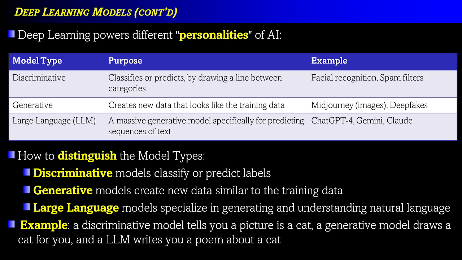So a discriminative model tells you a picture is a cat. It will go, that's a cat or that's not a cat. A generative model will draw or create for you a picture of a cat. A generative model goes, oh, I know what cats look like. Here, let me create a brand new picture of a cat for you. And a large language model, well, it's language. So it'll write you a poem about a cat.